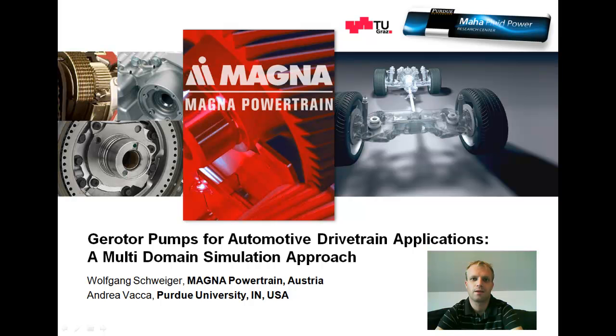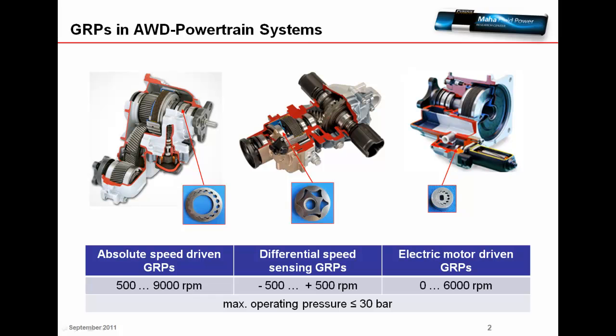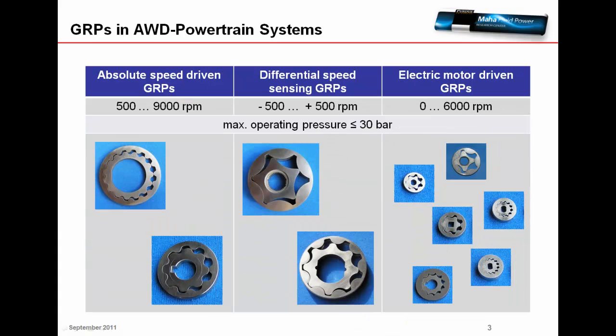There is a wide range of applications for gearing pumps, however, in this presentation we focused on all-wheel drive powertrain applications. Here we see different all-wheel drive systems. They are using gearing pumps with different designs and different operating conditions. As you can see, there are different requirements and we can basically define these three categories of pumps used in automotive drivetrain systems. Here we see some more pump designs which differ in the dimensions, in the number of teeth and their specific teeth shape.